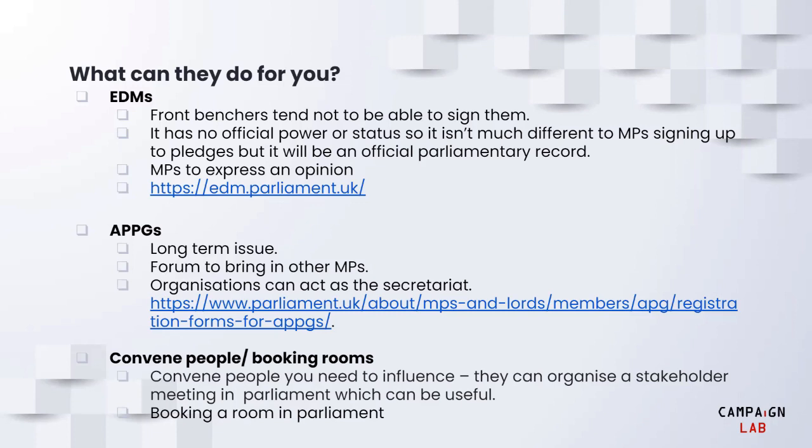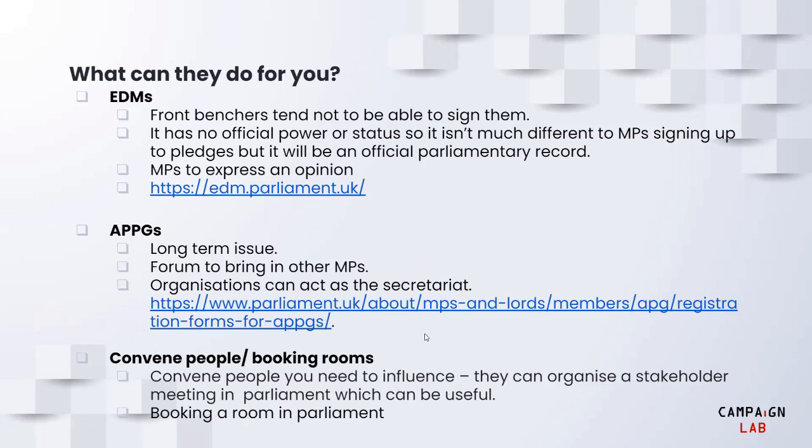And often it's a forum to bring other MPs into it. You can organise events; it puts the issue on Parliament's radar. So it's quite a good thing to do if you've got a long-term interest. For example, I think there are currently 2 APPGs on AI. One is on AI safety and one is on AI, and they obviously have 2 different perspectives. Again, this is the form for doing that, and organizations can act as a secretariat, which means you basically run the APPG alongside a chair, which is usually an MP.